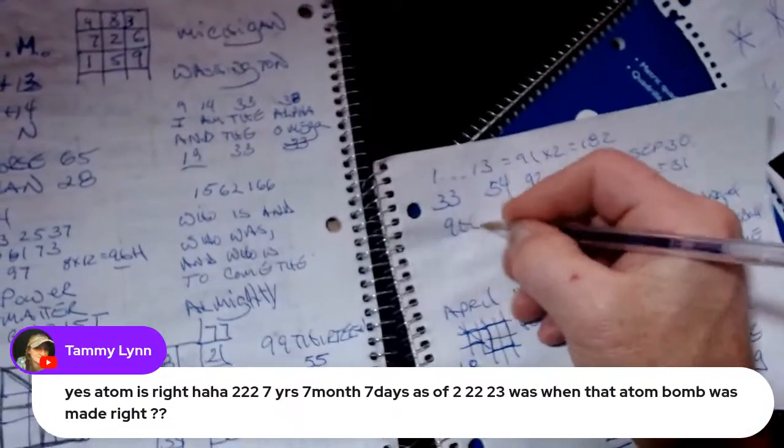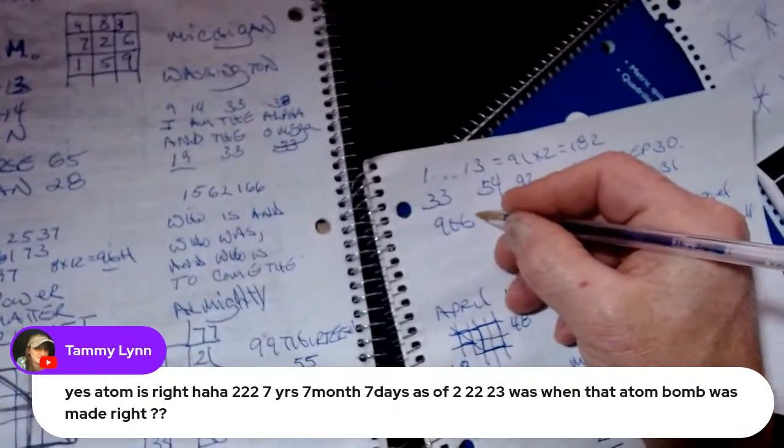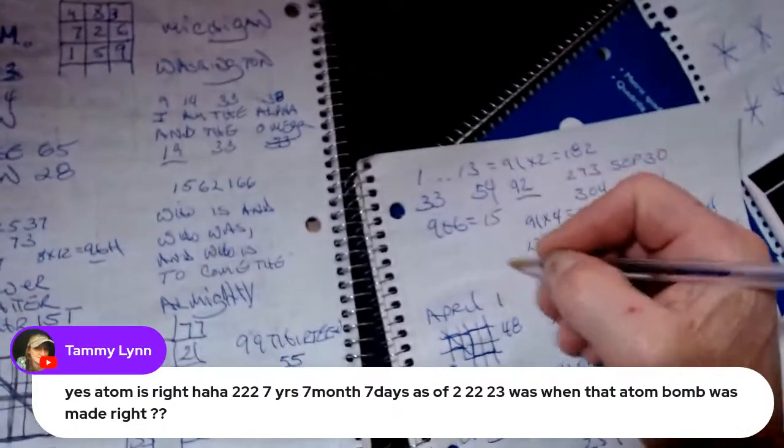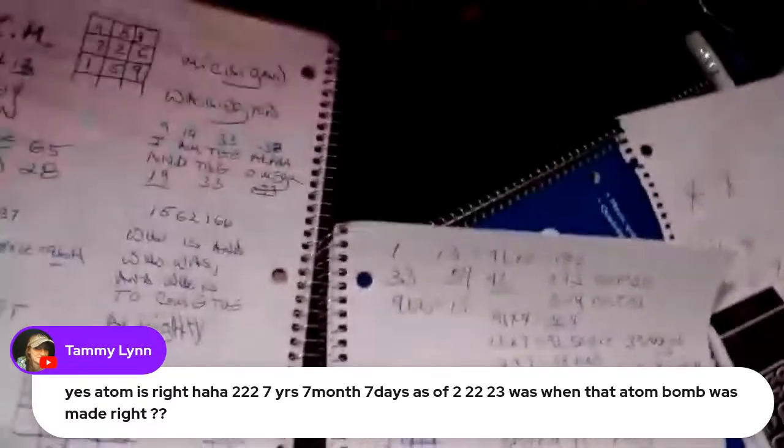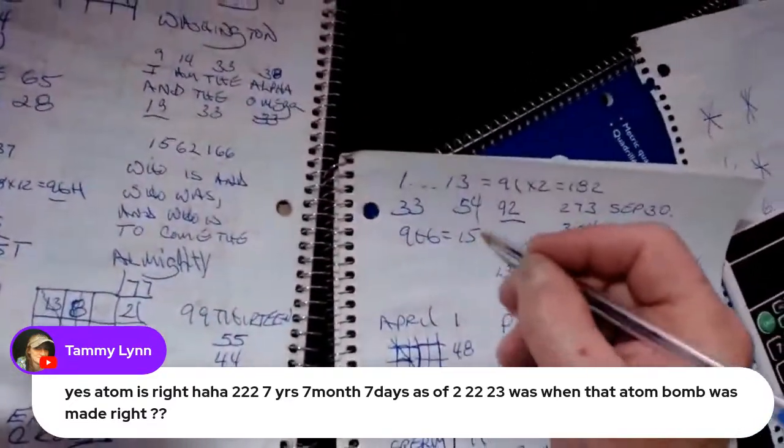Nine and 6, 3 times 3, 3 plus 3, 9 and 6. In the quarter house, the 9 and the 6. 3 times 3, 3 plus 3.